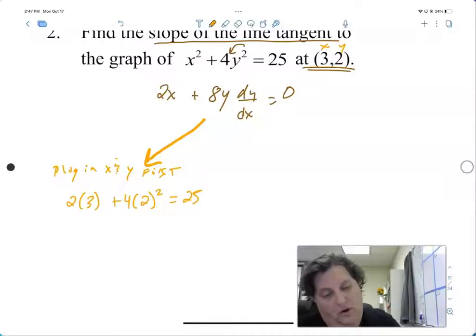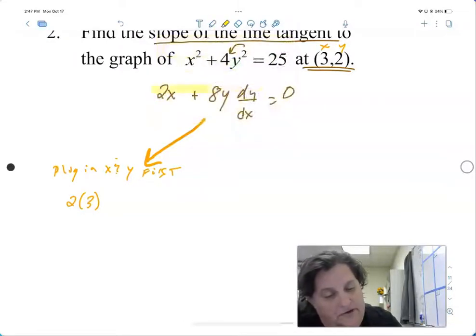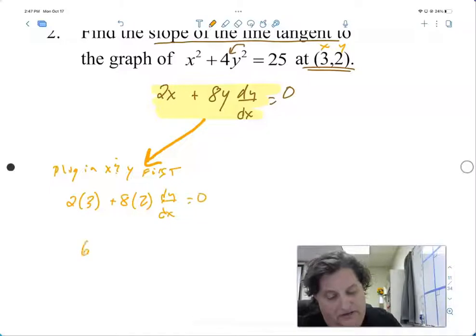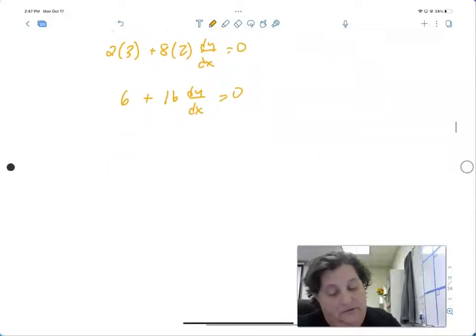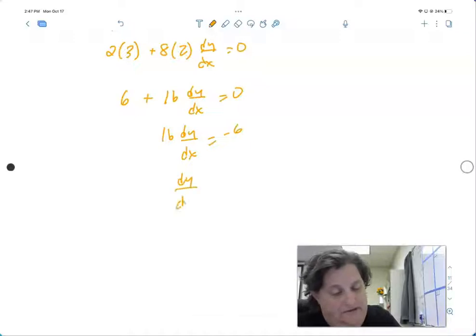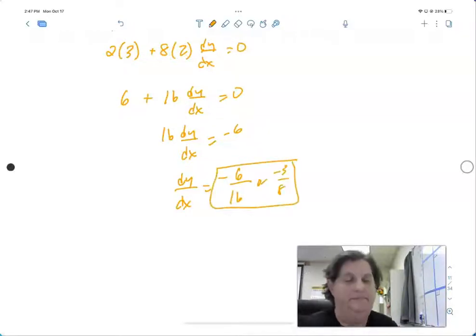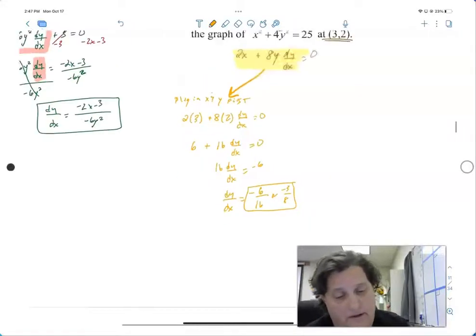So, oh, I'm sorry. I was looking at both different equations at once. Let's try this again. Okay, I'm plugging it into the derivative. Okay, 2 times 3 plus 8 times 2 dy dx equals 0. So that means 6 plus 16 dy dx equals 0. Subtract the 6 over and divide by 16. So I get negative 6 over 16, or negative 3 over 8 if you want to reduce. Okay? So that's one way you can do it.